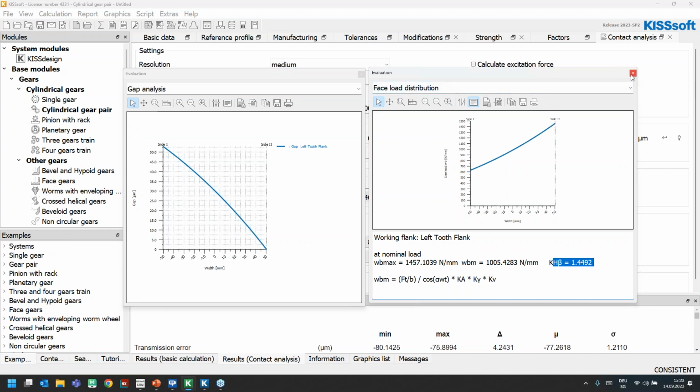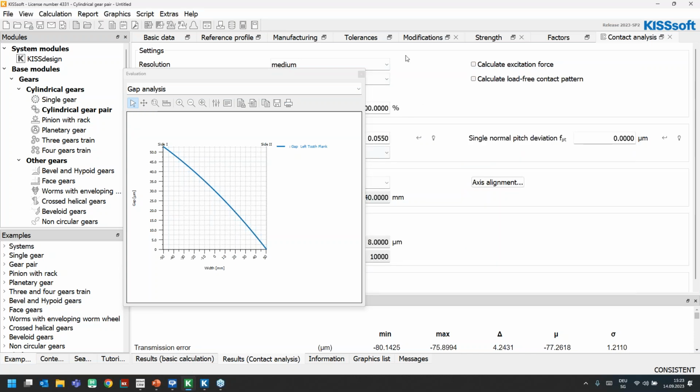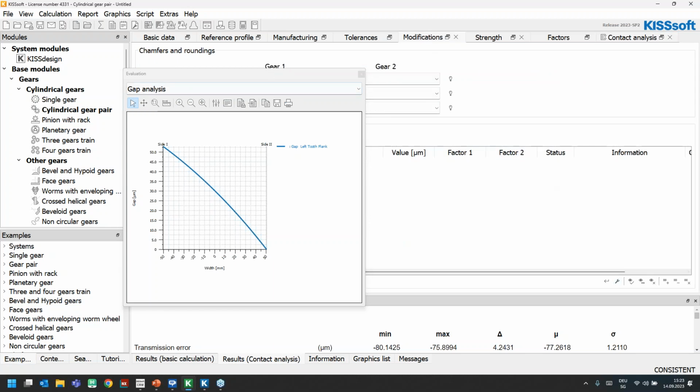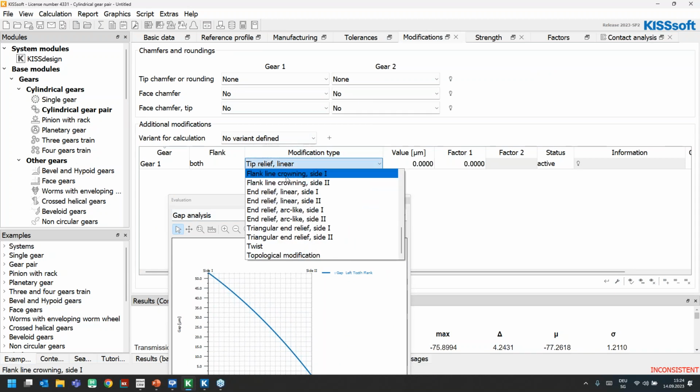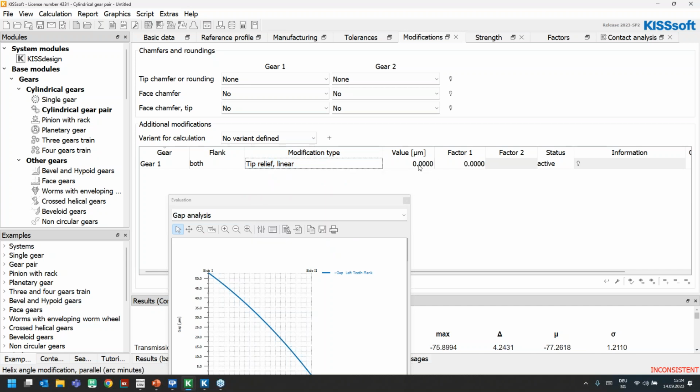Now, in KISSsoft, there is either the possibility to enter the modifications in the tab modifications here manually. So I could enter here, for example, for gear 1, a flank line crowning, and then enter some values. However, I will be using the sizing function. So there is a rough modification sizing. If I click on this button, then a sizing window will appear.